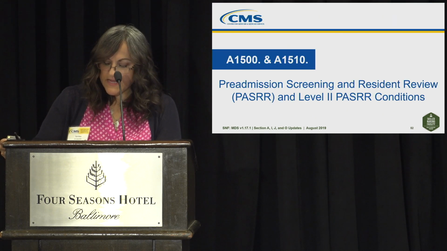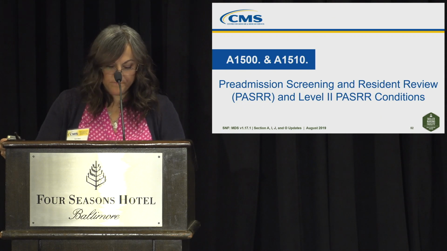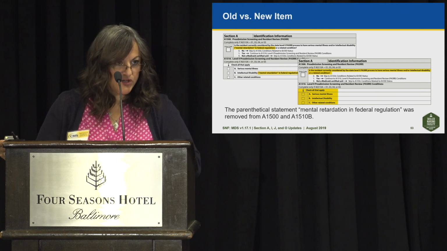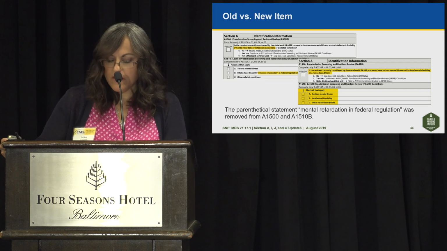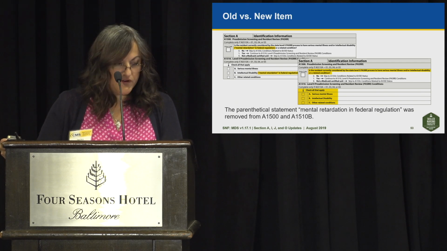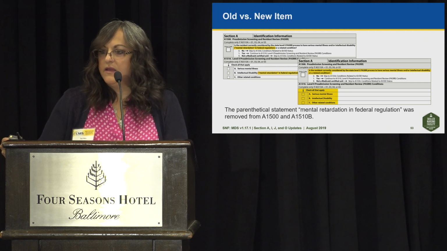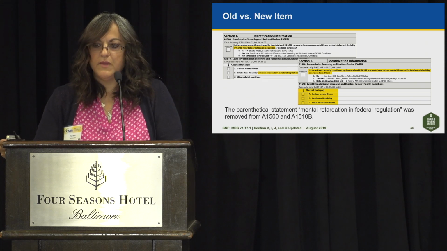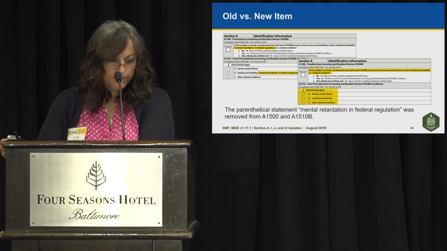A1500 and A1510, these are the PASRR items. So the parenthetical statement, "mental retardation and federal regulation," was removed from the item set in both A1500 and A1510. This language had already been removed from the text of the manual, and we're just making sure that the item set matches that now.